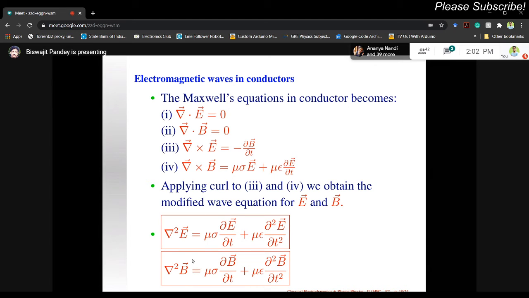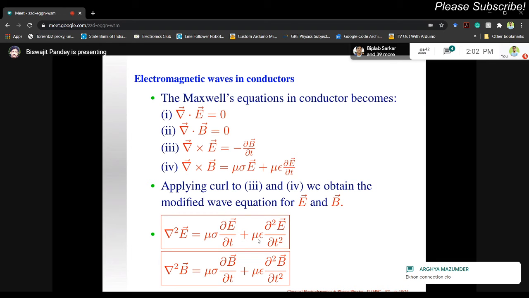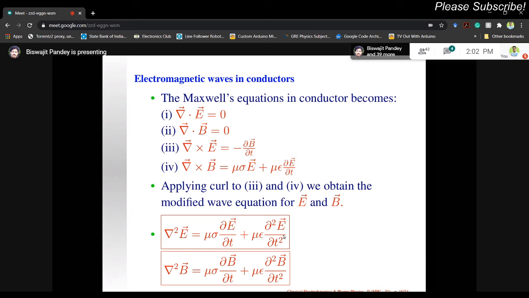And note the difference carefully. Suppose the conductor has zero conductivity. Of course, a conductor cannot have zero conductivity. But suppose this term is not there. Then everything boils down to the things which you have discussed earlier, right? If sigma is 0, then naturally it is the plain wave equation in vacuum, or sorry, linear medium, because mu and epsilon are not mu naught and epsilon naught. So once sigma is 0, they are nothing but the plain wave equations in linear material.